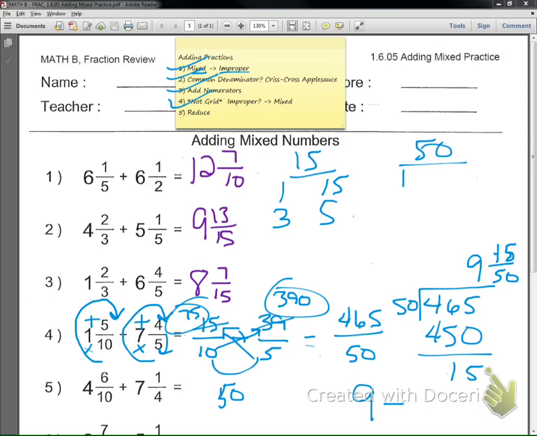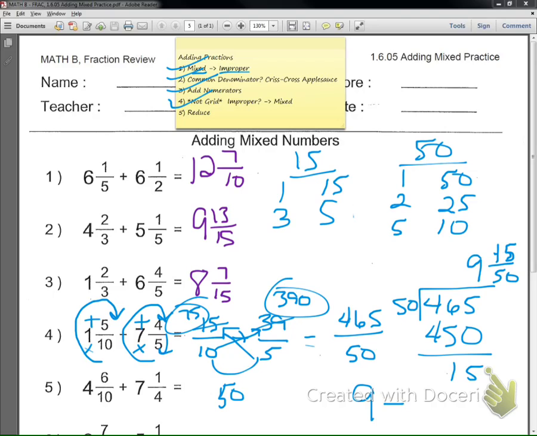For 50, 50 divided by 1 is 50. 50 divided by 2 is 25. 50 can't be divided by 3. Can't be divided by 4. It can be divided by 5. And that's 10. Can't be divided by 6, 7, or 8, or 9, so that's it.